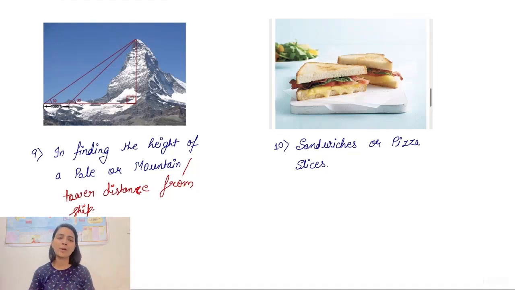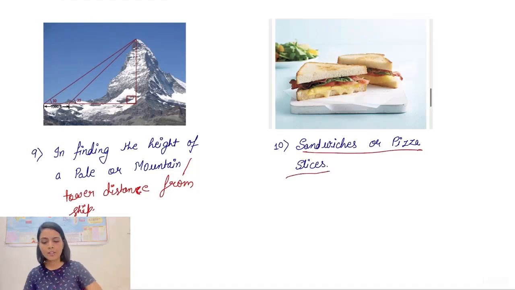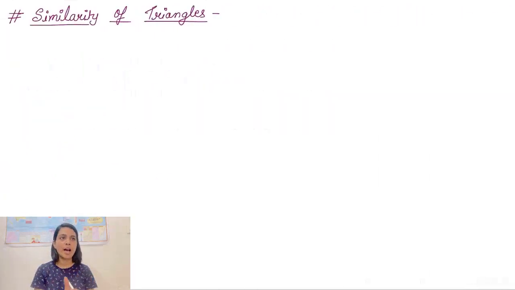Now next is sandwiches or pizza slices. We often use sandwiches and pizza slices in a triangular shape, because in a study survey it was found that most children prefer triangle shaped pizza or triangle shaped sandwiches. So let's move further. Next is the similarity of triangles. We will start with the next topic, that is the similarity of triangles.